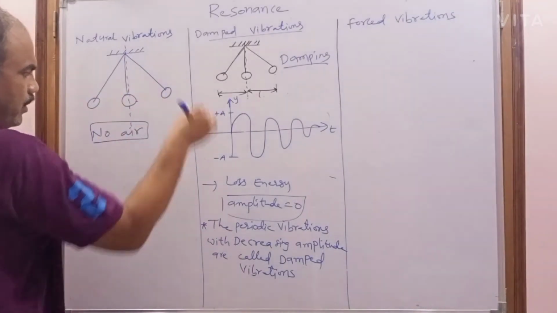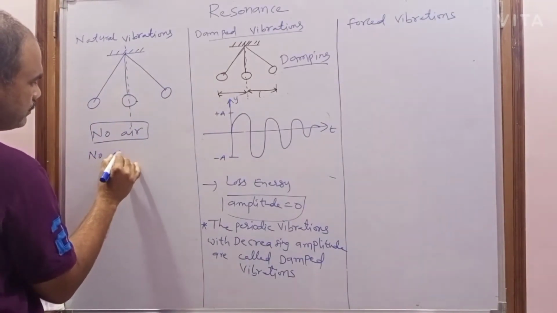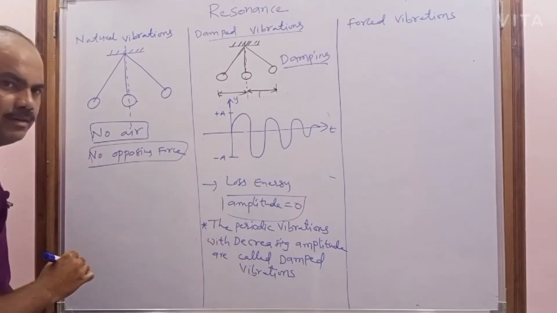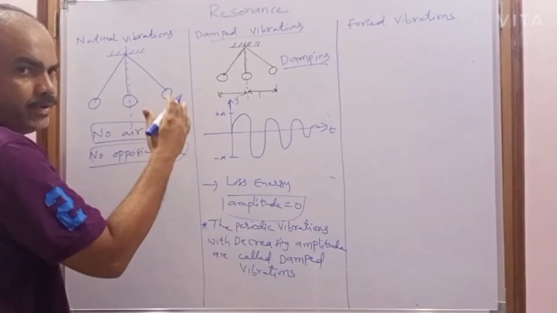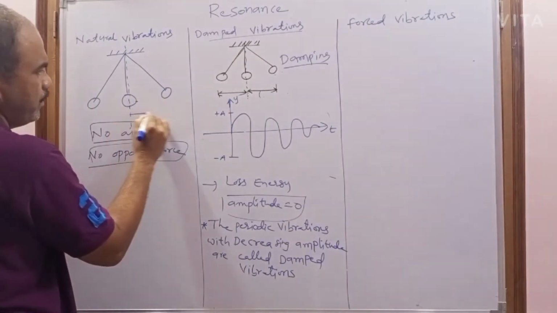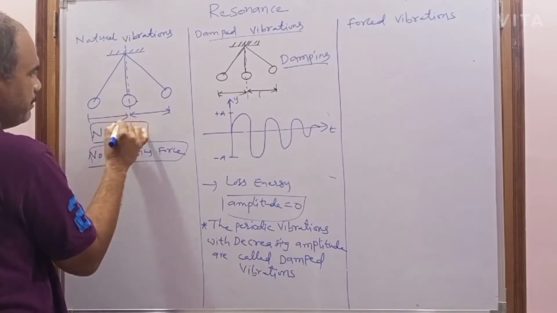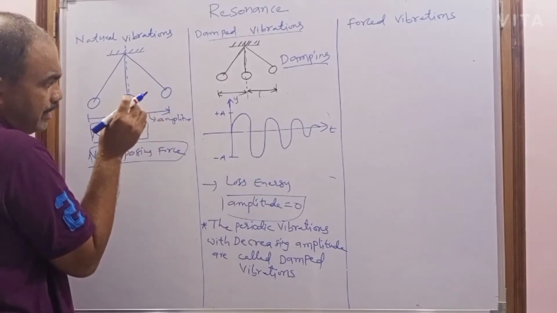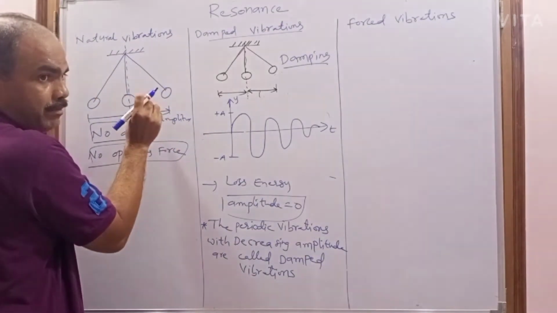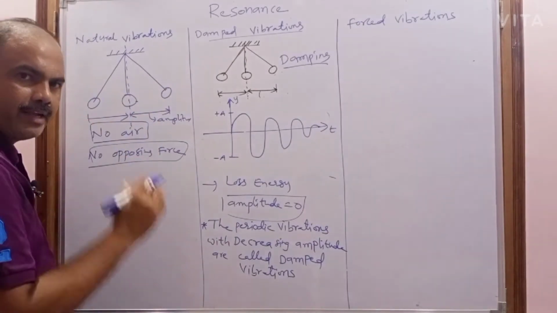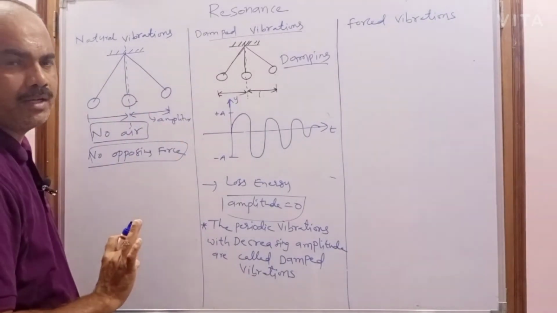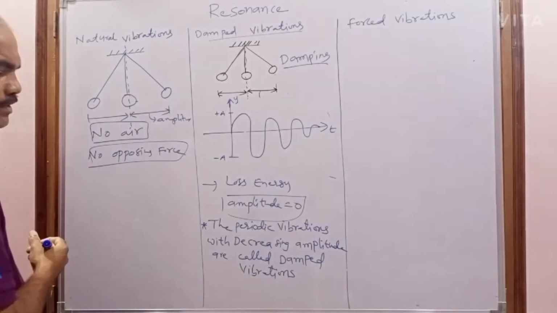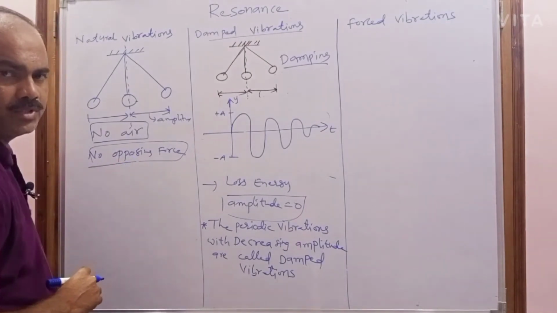But there is no air, and no air means no opposing force. No opposing force means it continues with the same amplitude. Initially it goes on either side with the maximum displacement, and that maximum displacement is called the amplitude. So forever it continues with the same amplitude, and the oscillations continue forever. Why? Because there is no opposing force.